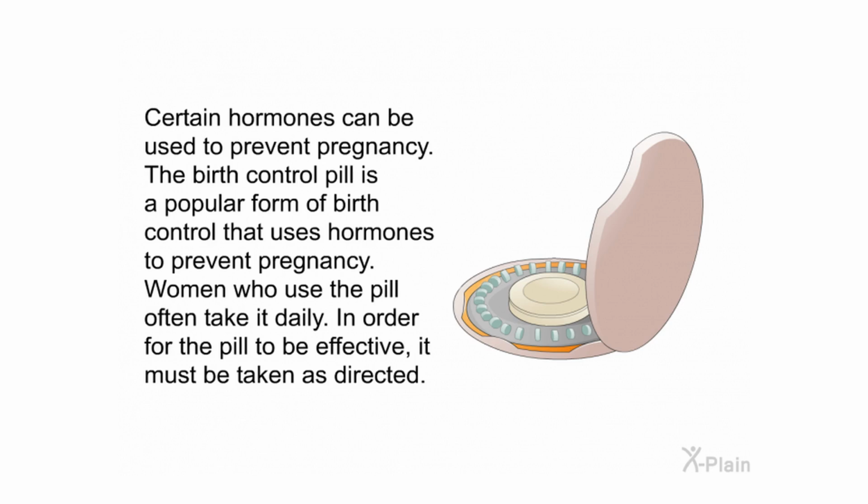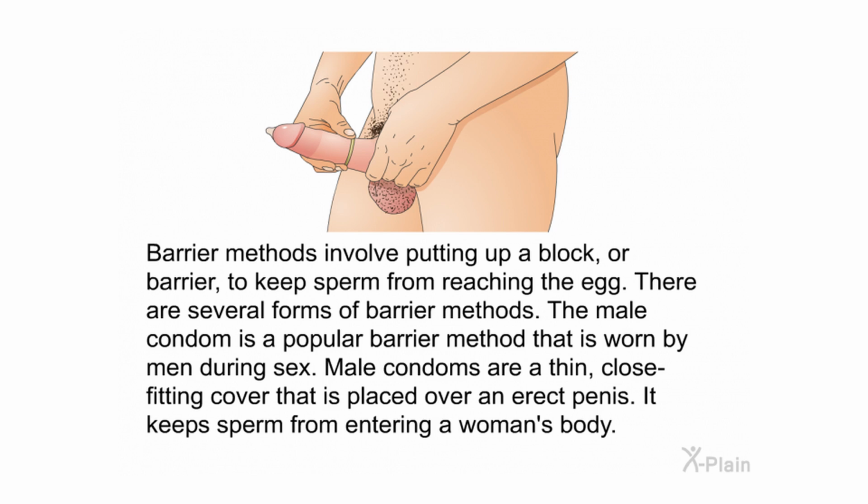Certain hormones can be used to prevent pregnancy. The birth control pill is a popular form of birth control that uses hormones to prevent pregnancy. Women who use the pill often take it daily. In order for the pill to be effective, it must be taken as directed. Barrier methods involve putting up a block or barrier to keep sperm from reaching the egg. There are several forms of barrier methods. The male condom is a popular barrier method that is worn by men during sex. Male condoms are a thin, close-fitting cover that is placed over an erect penis. It keeps sperm from entering a woman's body.